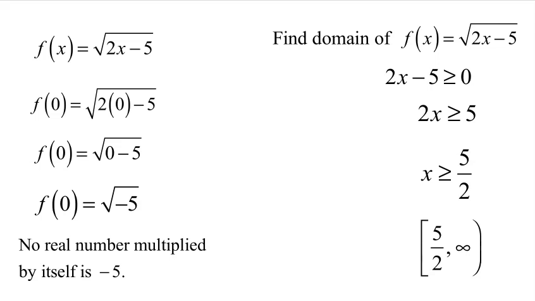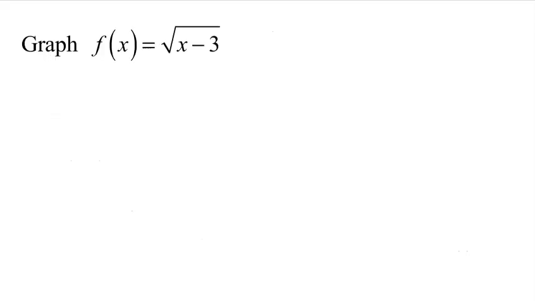So you can't use 2, you can't use 1, you can't use 0, you can't use negative 1. Anything bigger than 2.5, though, would be acceptable. And if you plug 5 halves in, 2 times 5 halves is 5, 5 minus 5 is 0. That would give you an answer of 0. That would be in the domain. So let's take a look at our following function, and we're going to eventually try to graph it.